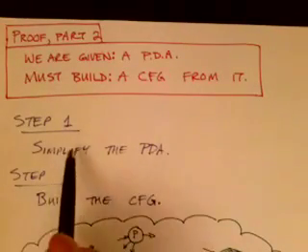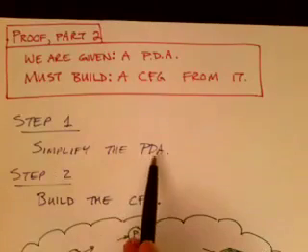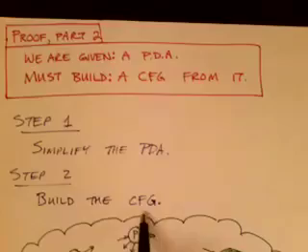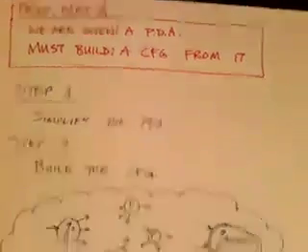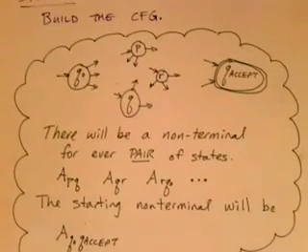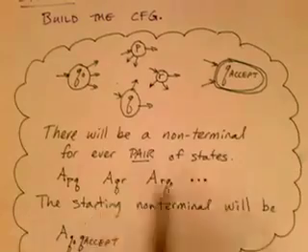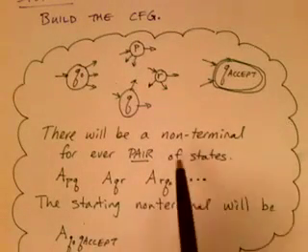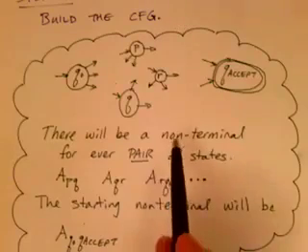So we're going to do this in 2 steps. First of all, we're going to simplify the push-down automaton, and then we're going to show how to build the context-free grammar. In the context-free grammar that we build, we're going to have a bunch of non-terminals.